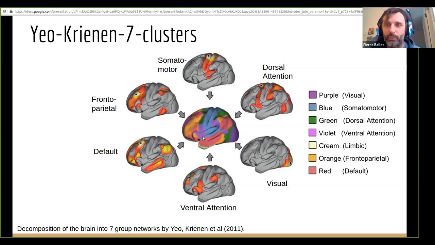The other network we did not talk about is a visual network, but that's actually probably the most robust one you can identify. And then we're entering the mess. And the mess is the realm of frontoparietal networks. And in that realm, in Yeo terminology, there's two. There's the dorsal attentional and the frontoparietal.